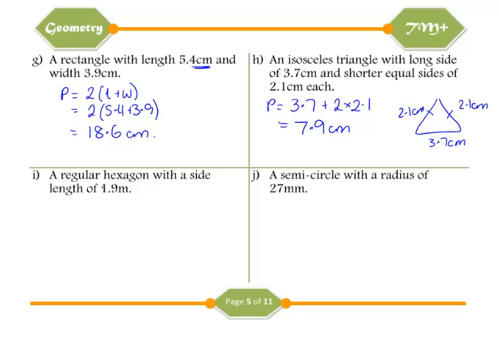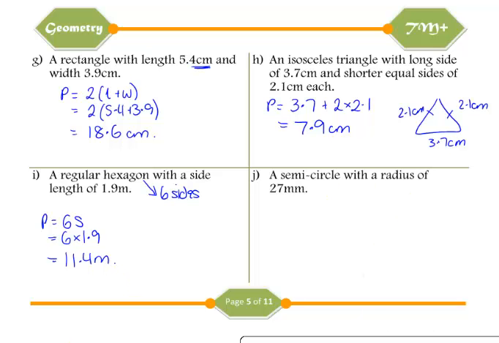Okay, a regular hexagon. Now a hexagon has 6 sides. If you didn't remember that, it's at the beginning of the chapter on polygons. So side length's 1.9, so the perimeter has to be 6 lots of each side, so 6 times 1.9 gives me 11.4 metres. Note, I'm not putting my units in until the very end.